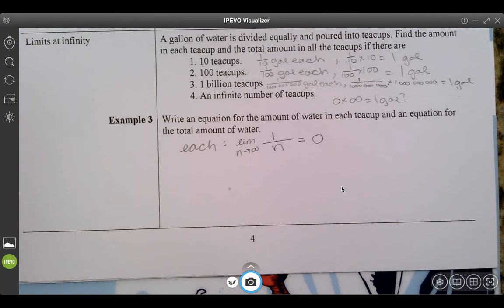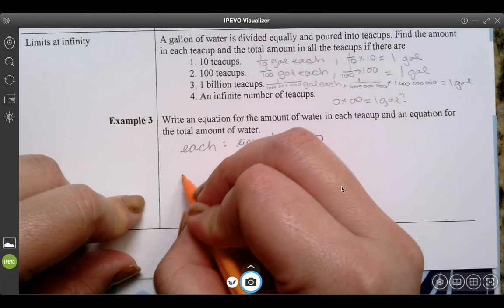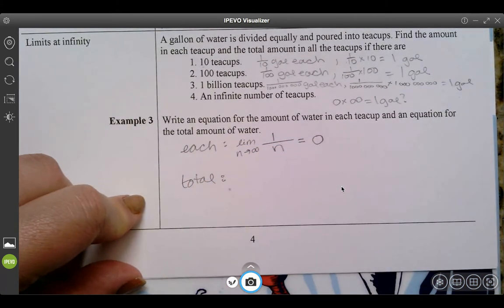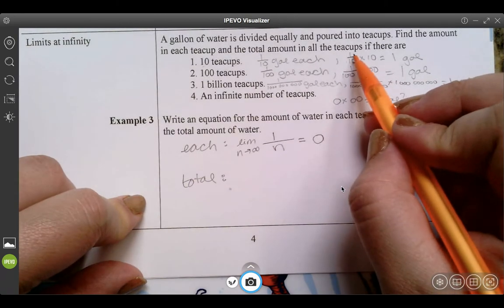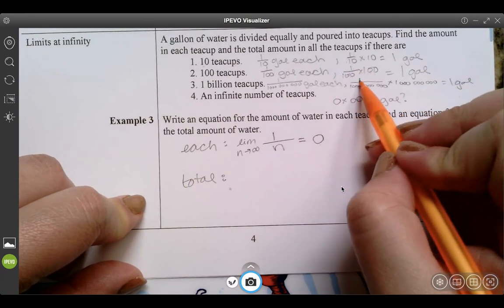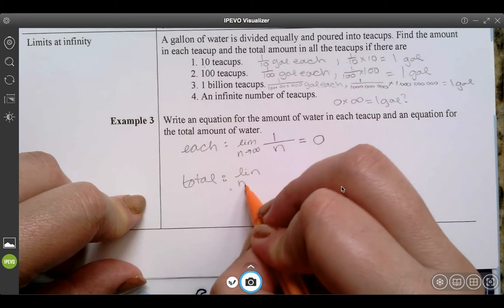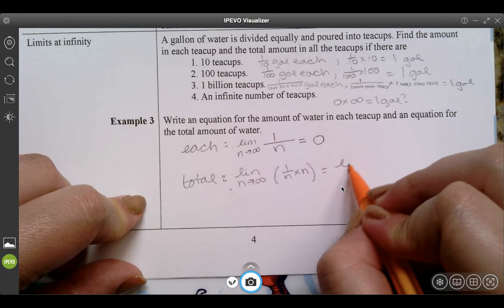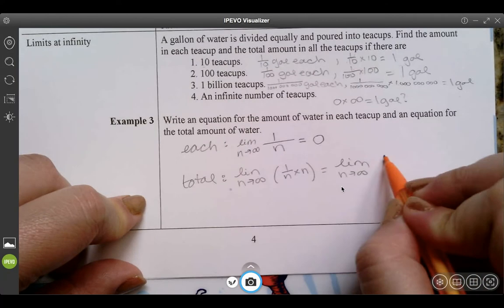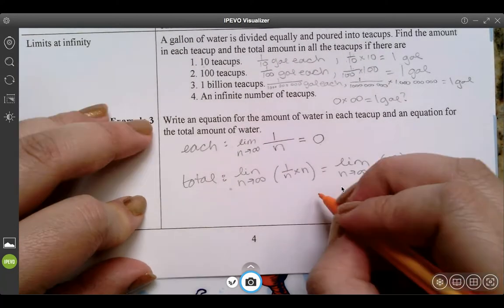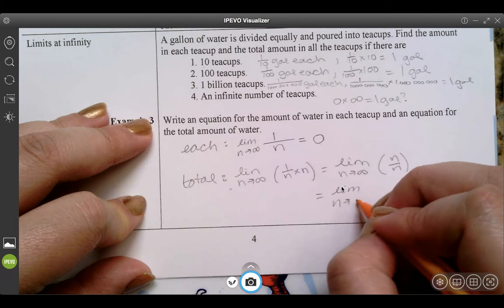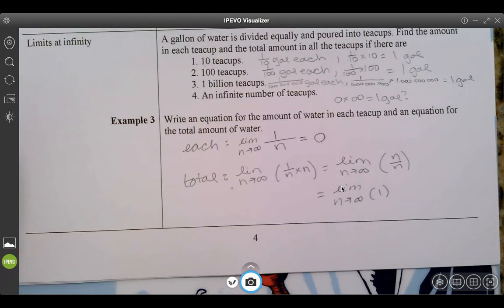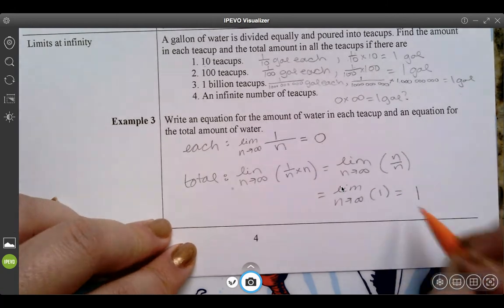So then how is it that 0 water in each teacup times an infinite number of teacups adds up to a gallon? Well, again, we need limits. So we're going to find the total amount of water. My equation was 1/n times n, right? So we're going to have the limit as n approaches infinity of 1/n times n, which is the limit as n approaches infinity of n/n, which is the limit as n approaches infinity of 1. Well, no matter what n is, our limit here is 1.